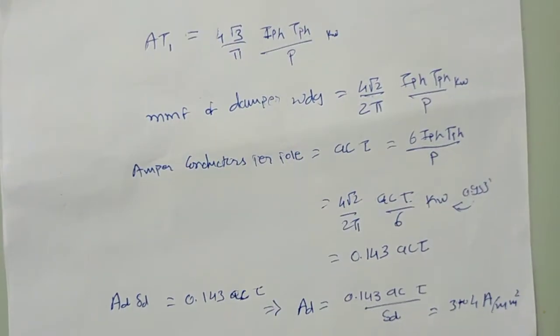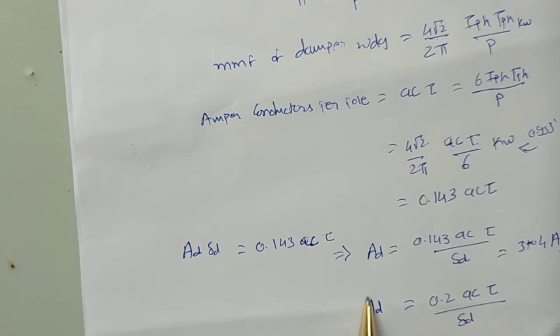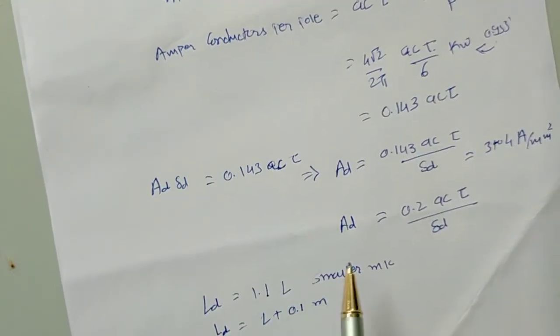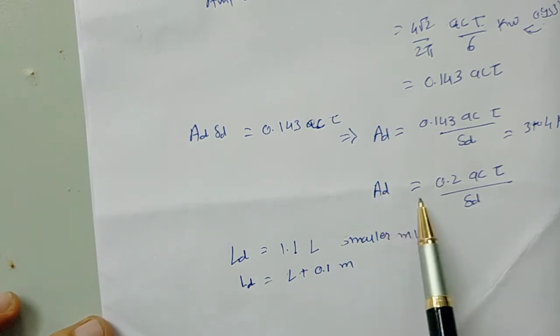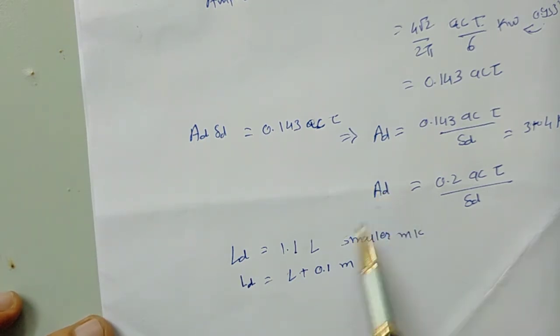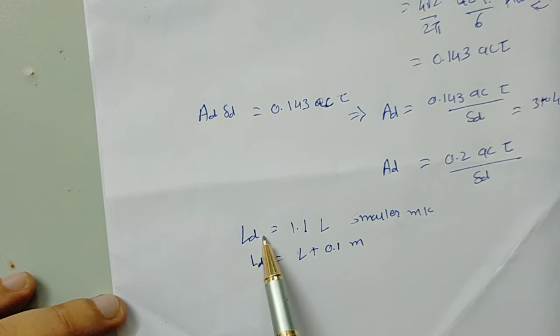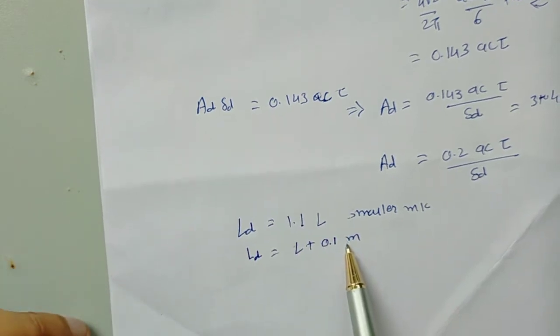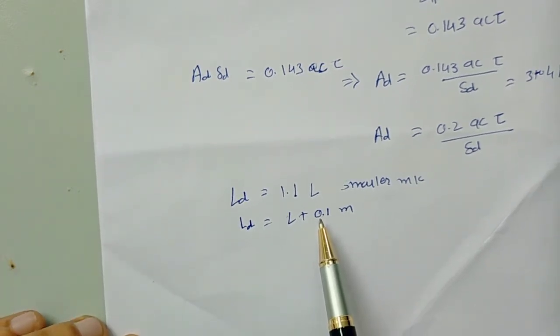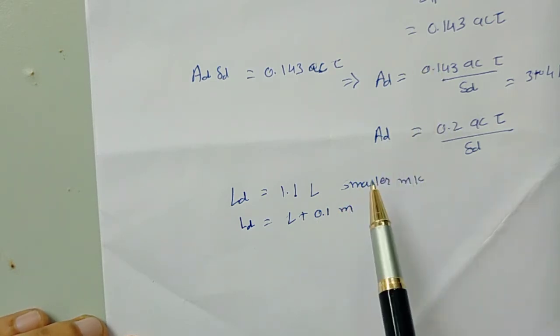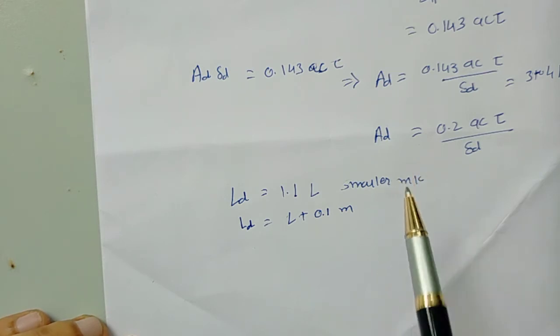Now this is the cross section area of all the damper bars that you are using, and this is the equation of the length: 1.1 times L, or LD is equal to L plus 0.1 meter. Now if we want to calculate the cross section area of each damper bar, for example in our figure we have 3 damper bars, what will be the area of each damper bar?